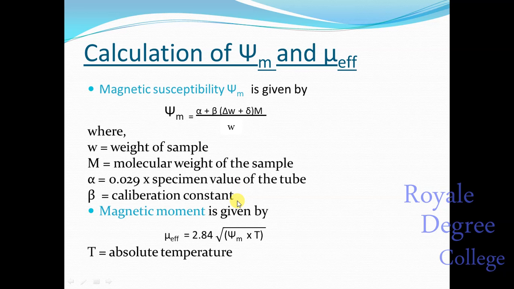Beta is the calibration constant. Next, the magnetic moment is given by this particular equation. The effective magnetic moment, that is mu effective, is equal to 2.84 under root psi base m into T, where capital T is nothing but the absolute temperature.